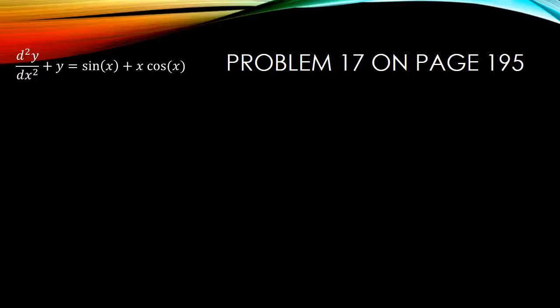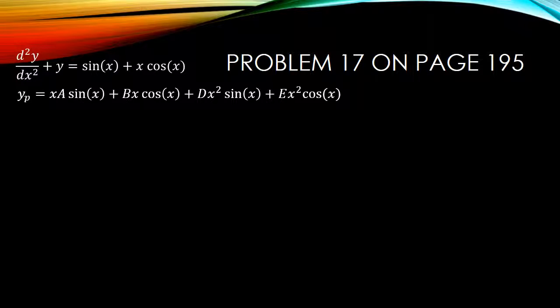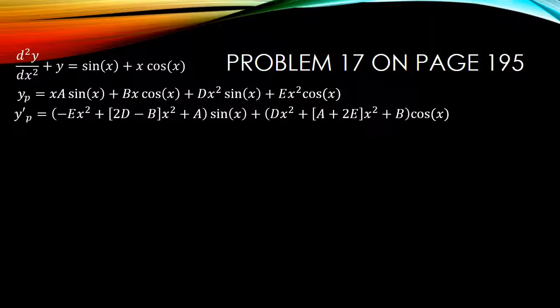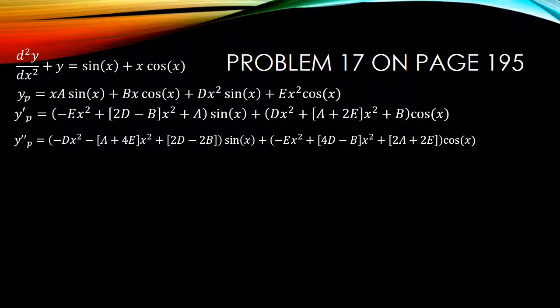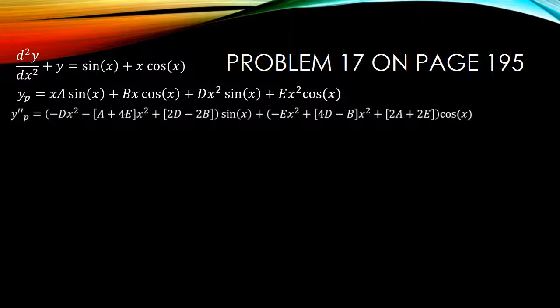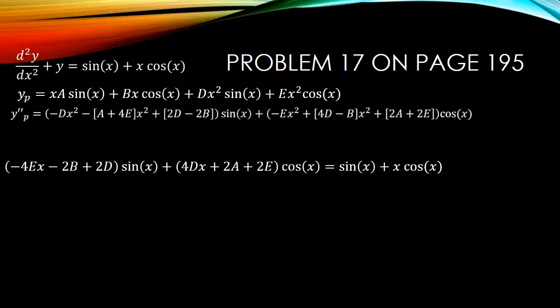Alright, so we're continuing the solution to number 17. So this is our particular solution. I need to get its second derivative, so I have to take its first derivative, and then I can find its second derivative. Then what I need to do is add its second derivative and the first derivative together, and if I do that, I get this expression.